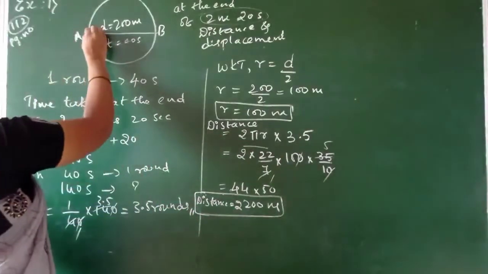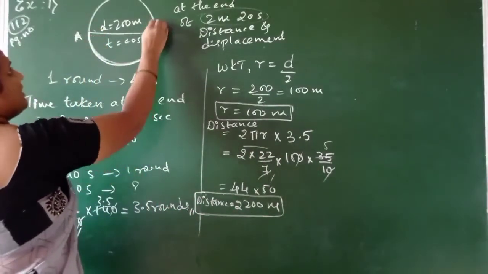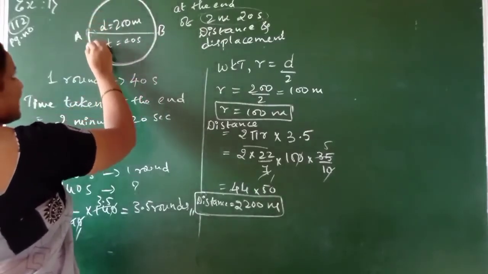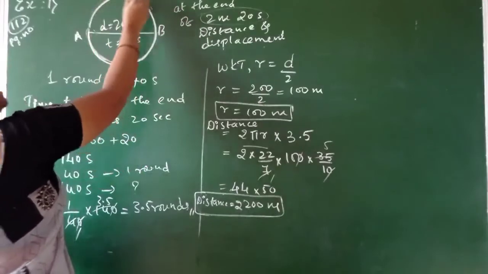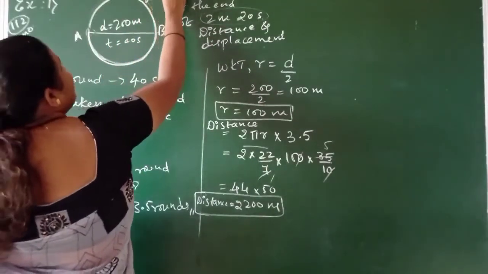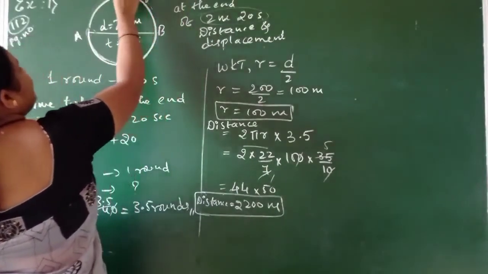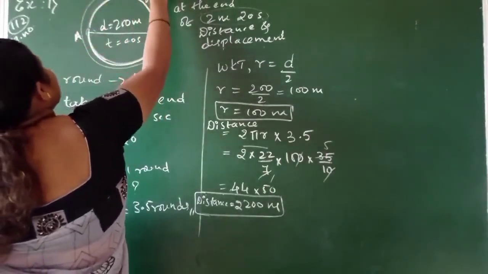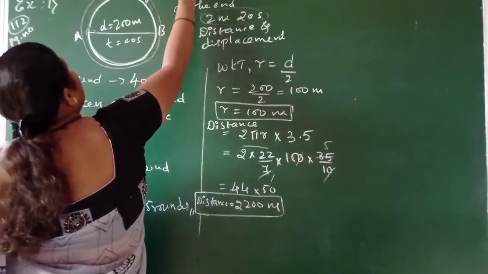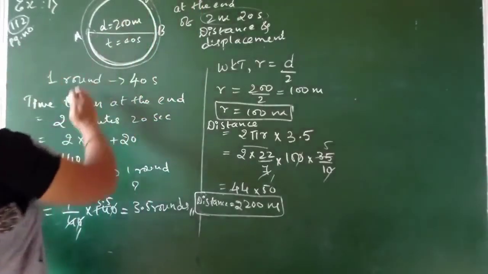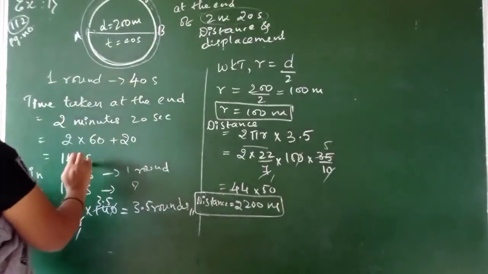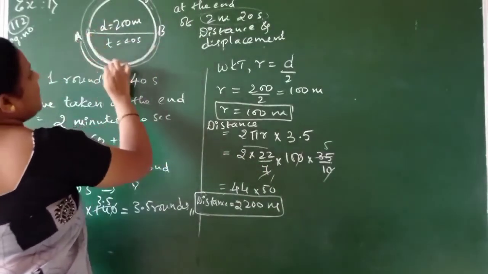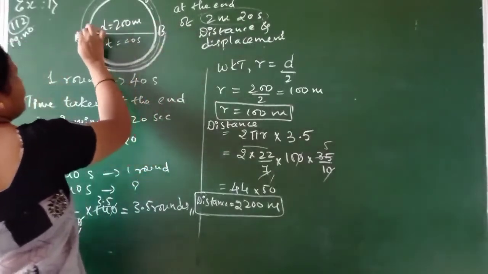So, at 40 seconds, he is making one round, isn't it? And in 80 seconds, he'll complete the second round. And similarly, at 120 seconds, he'll complete the third round. So, how many seconds are left, children? 20 seconds. He will complete a half round, which is nothing but from A to B.